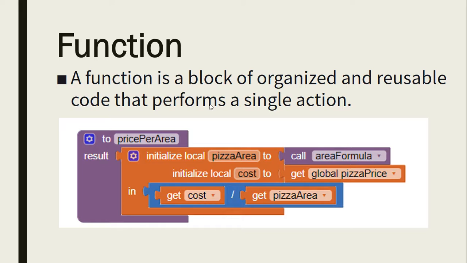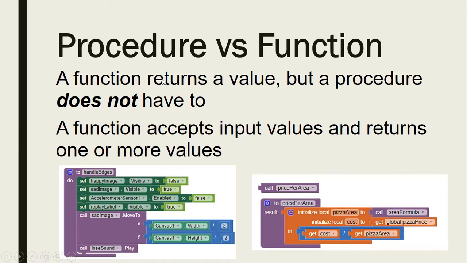And so if we take a look here at this price per slice app that we're working on, you're going to have a bunch of these functions technically, or procedures is what they call them in App Inventor. But in this case, it's returning the price per area, and basically what's going to cost you per square inch of the pizza. And so yes, it's a procedure, but here it's actually returning to us a value. And I think in the next slide we'll see how they differ.